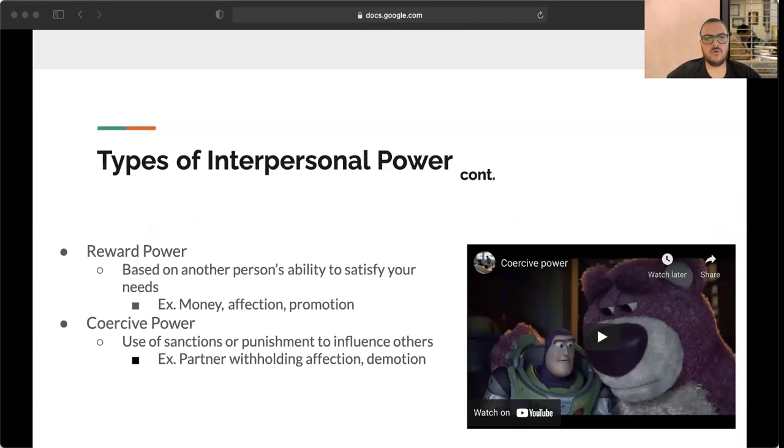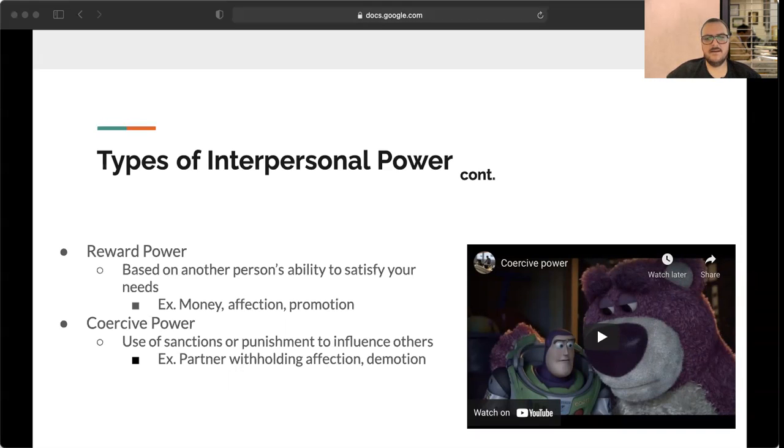The next is reward power, and that's based on another person's ability to satisfy your needs, money, affection, or even a promotion. Reward power is the most common form of power in interpersonal relationships. The next is coercive power, and that is a use of sanctions or punishment to influence others. It's a really lose-lose situation.